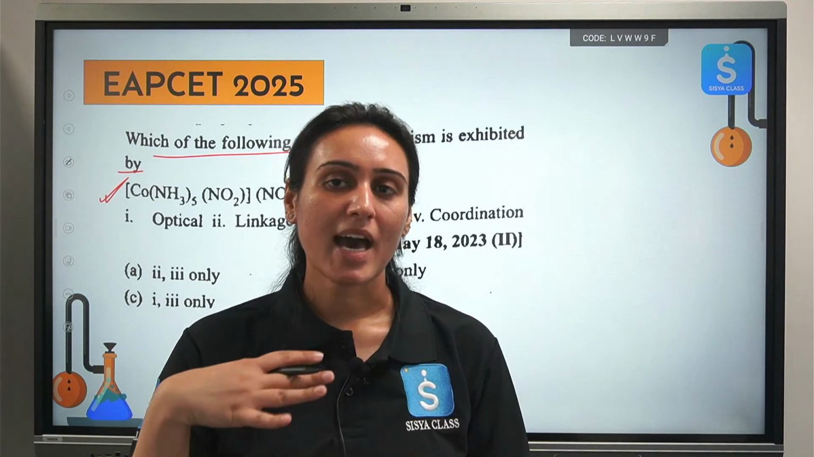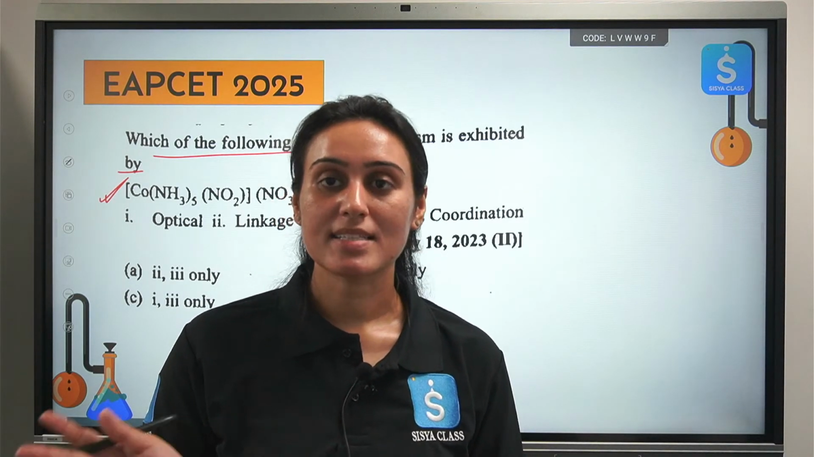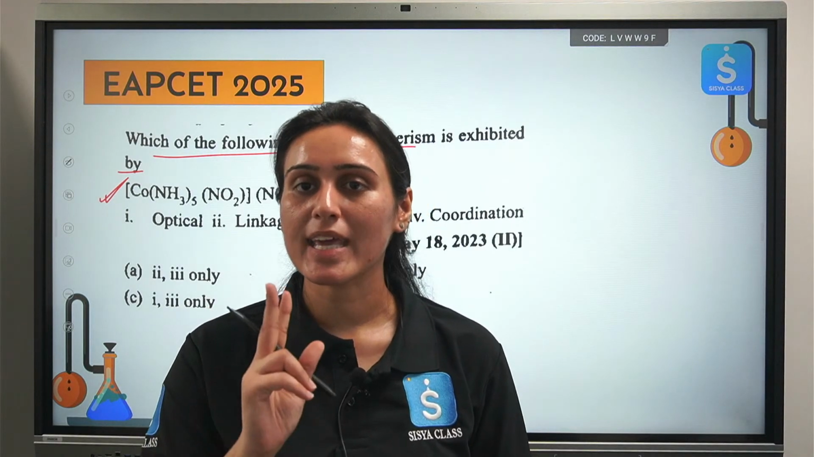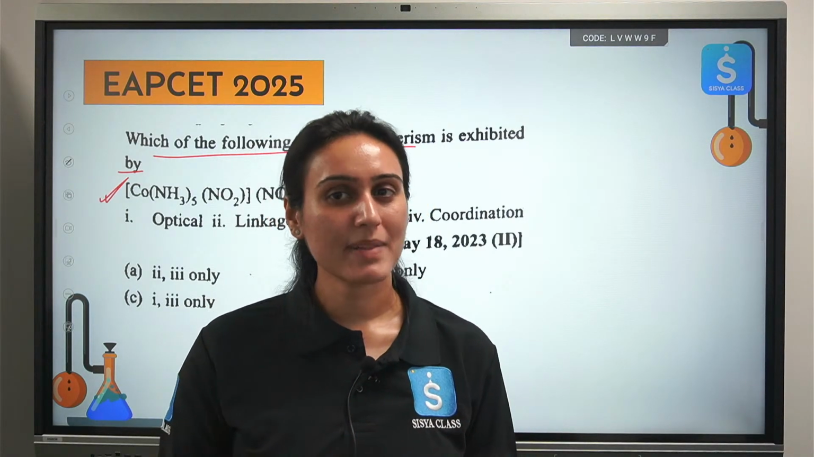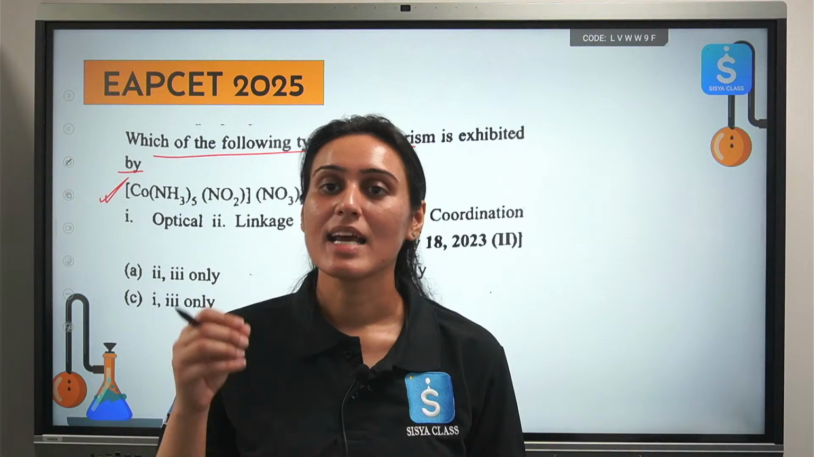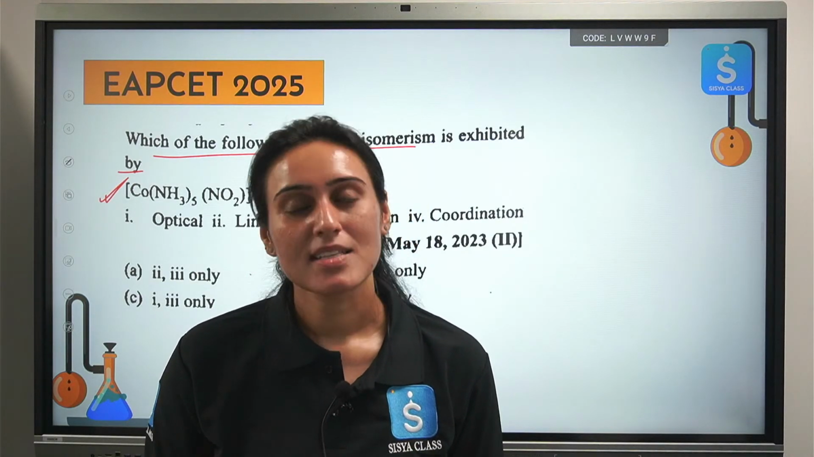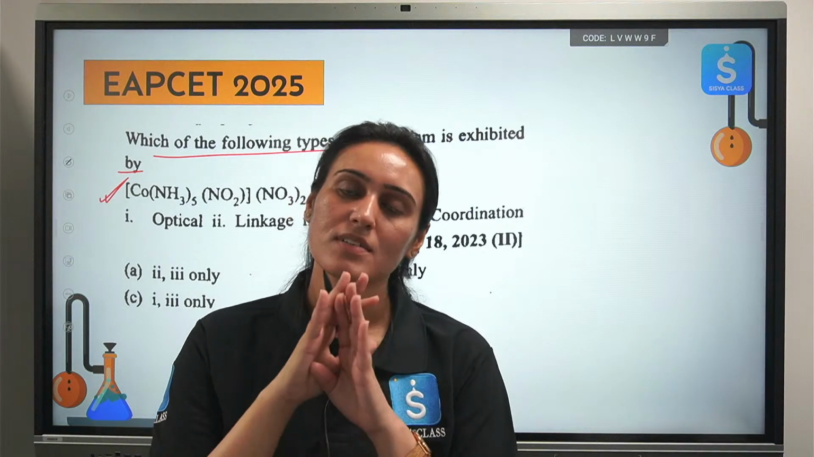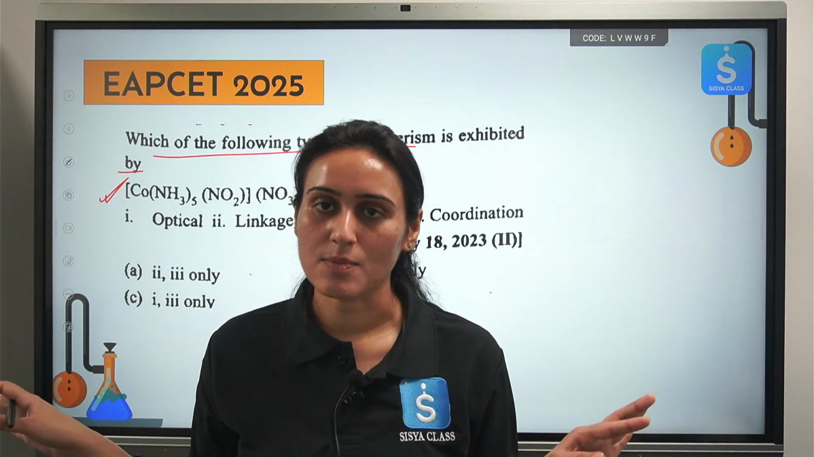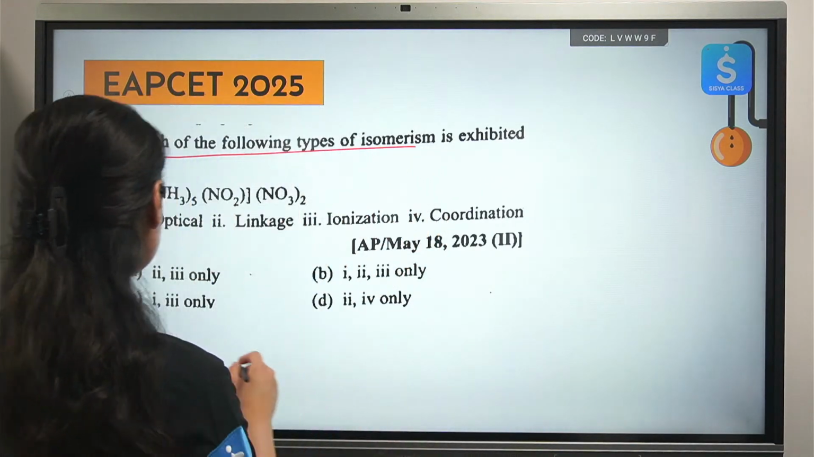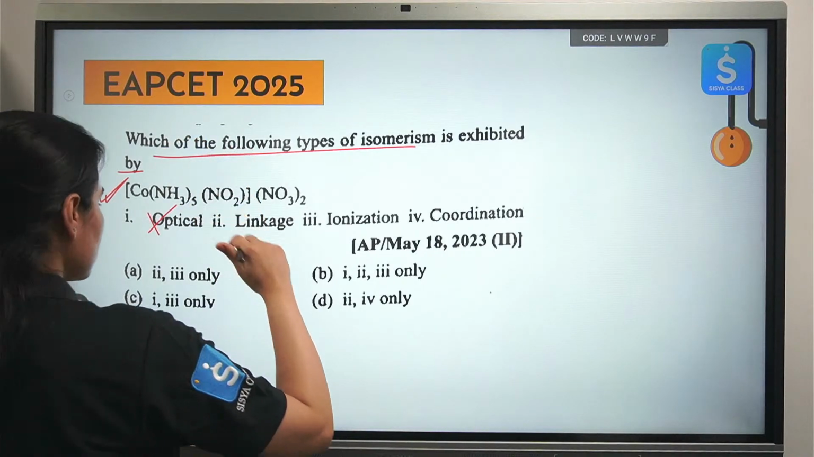Now, what is plane of symmetry? It is some imaginary plane that will bisect your molecule into 2 equal halves. So, do we see a plane of symmetry in this complex? Yes, we have a plane of symmetry in this complex. So, will it show optical isomerism? No, it will not show any optical isomerism. Let me show you. So, optical isomerism is absent.